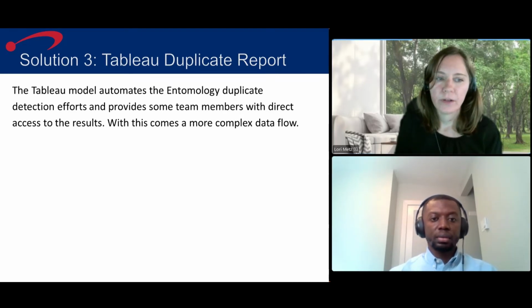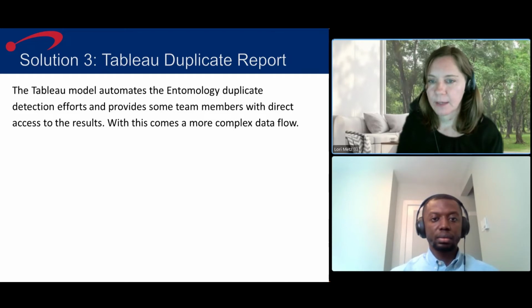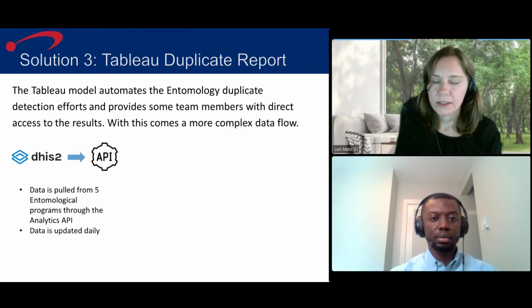The next solution that evolved for entomology is the Tableau duplicate report. Let's take a moment to review what this process looks like. Starting in DHIS2, data is pulled from event programs through the Analytics API, the same API pulls we used in the previous solution.